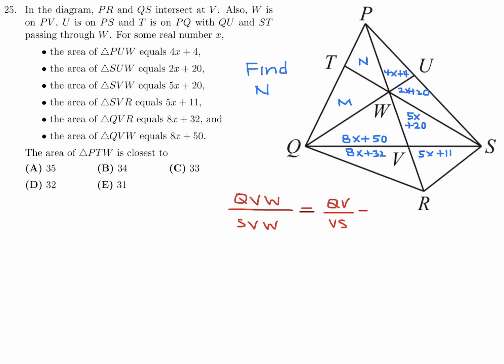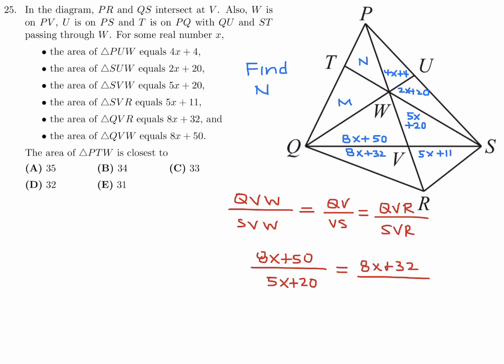But QV over VS is also applicable to these down here. They're just upside down. And those triangles are QVR and SVR, which is 5x plus 11, right? Okay, so now we can use this and this to make an equation. So that will be 8x plus 50 over 5x plus 20 is equal to QVR, which is 8x plus 32, over SVR, which is 5x plus 11.